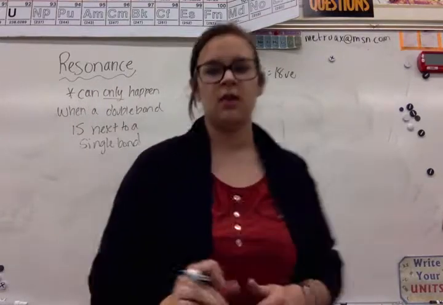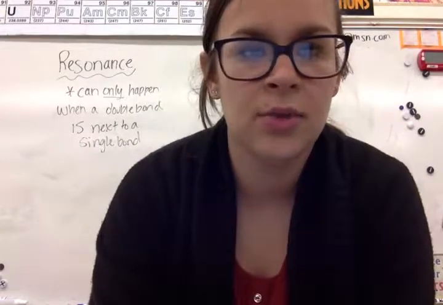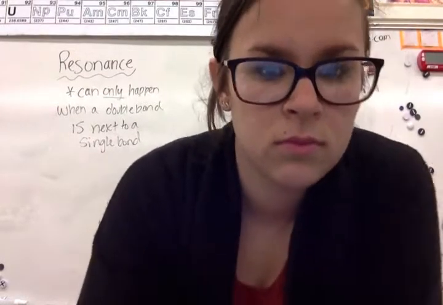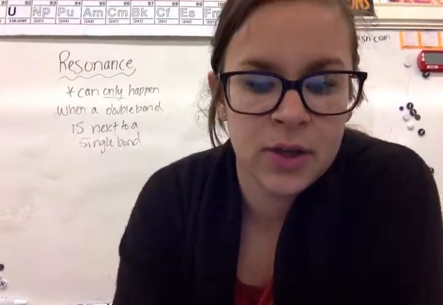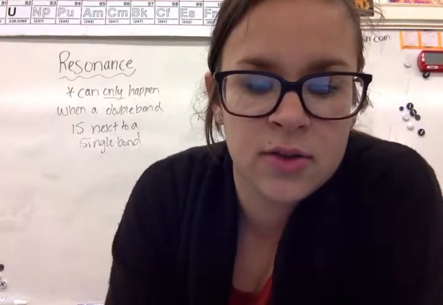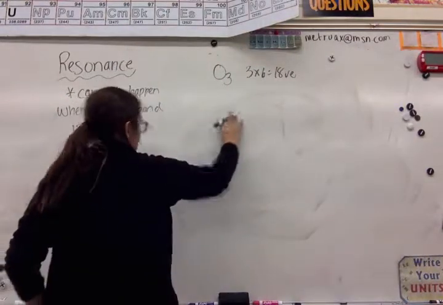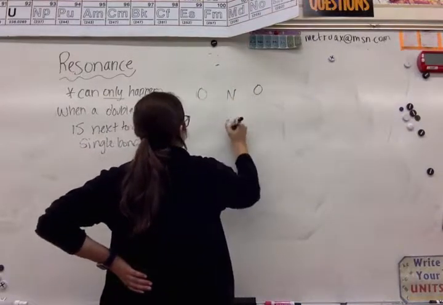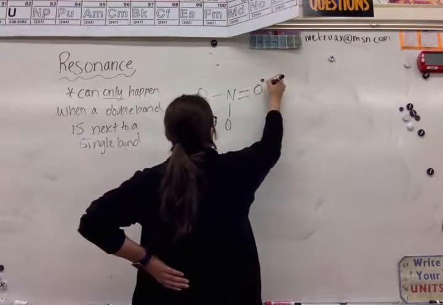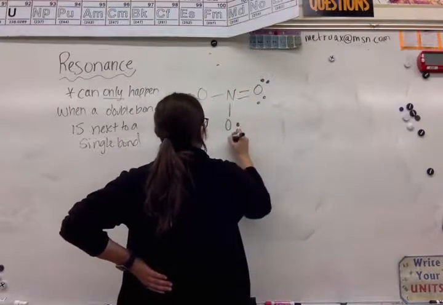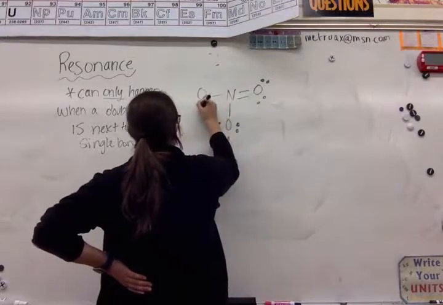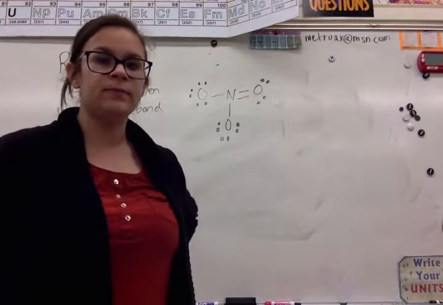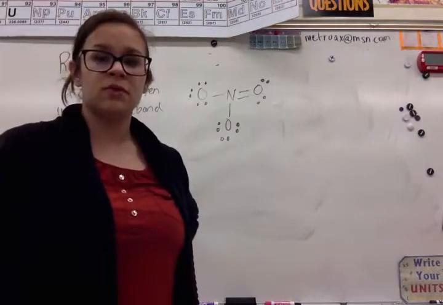Now, if we have something, for example, like NO3, NO3 looks like this. I'm not going to go through the process. If you want to learn how to draw this, you can go through it. But I'm going to show you. NO3 has three options. That's one option. Can you guess what the other two options are? If you guess that that double bond just moves around, you'd be totally right.